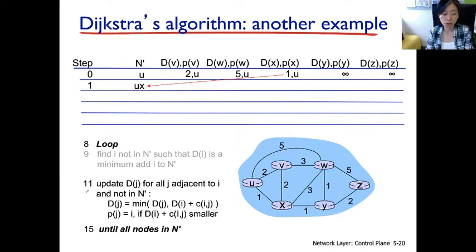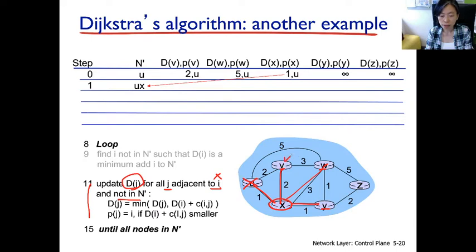And then we move on to the second step in the looping phase, which is to update the minimum distance to these j's that are adjacent to i, which is X in this iteration, and not yet in N prime. So let's find out the j first. X here is the i. So U, V, W, Y are nodes adjacent to X, but U is already in N prime, so we'll discount U. We just need to walk through V, W, and Y and update the distance to V, W, Y.